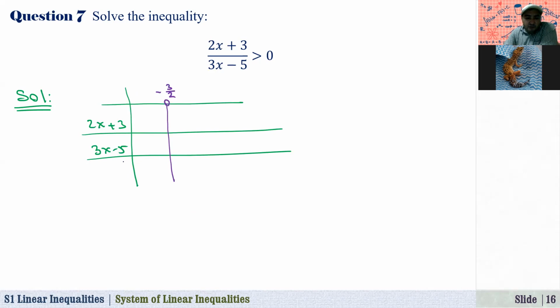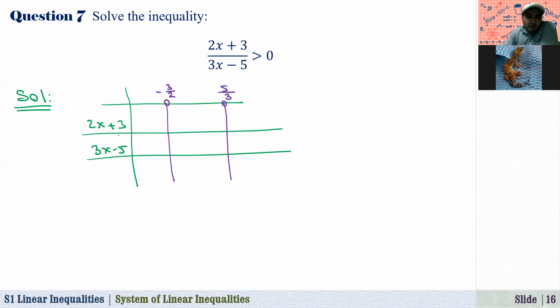And how about 3x minus 5? When is it equal to 0? When x equals 5 over 3. Because at this point, right, 0 is a kind of neutral point. If you just move a little bit to the right, it changes the sign to positive. To the left, it is negative. That's why in inequalities, this 0 is really important.